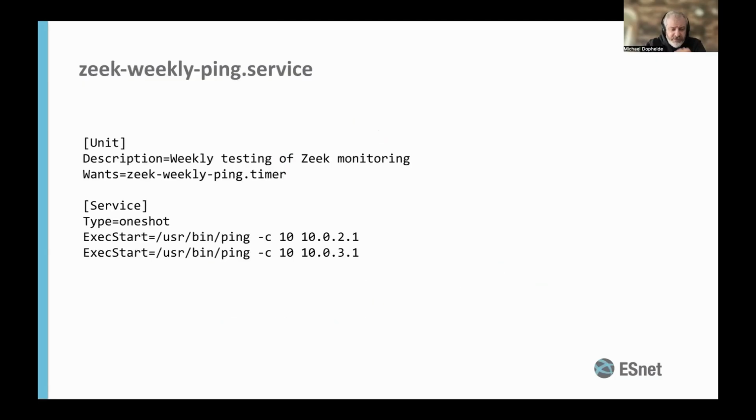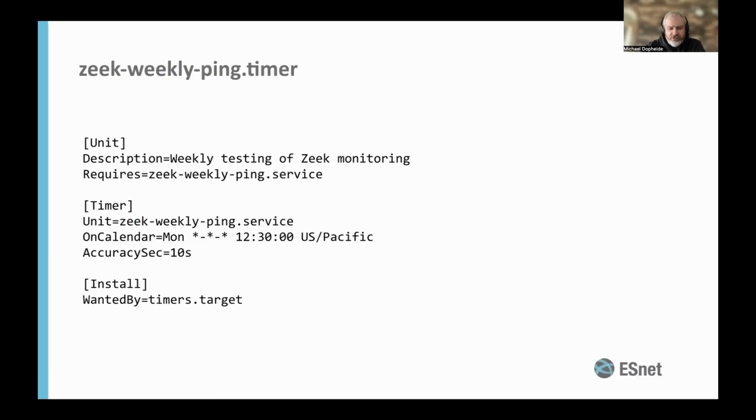So how does that look in the script? You can easily use a cron job to send these pings off. We end up using a systemd service and timer. This is what that service file looks like. Very simple. And then the timer, similar to your cron job, is set to 12:30 Pacific time every week on Monday. We get this ping happening.